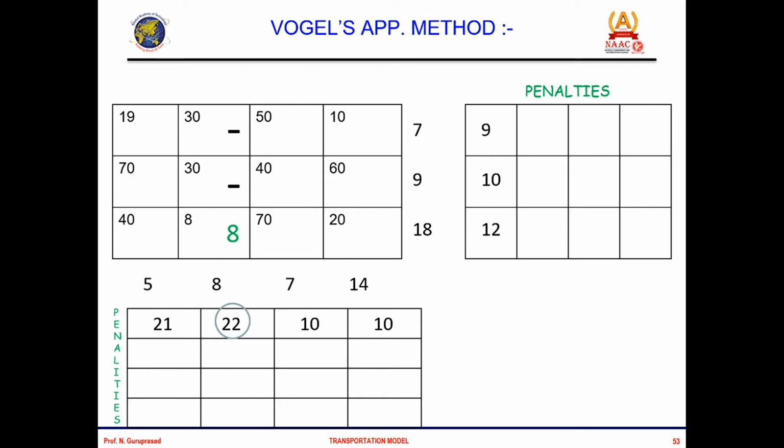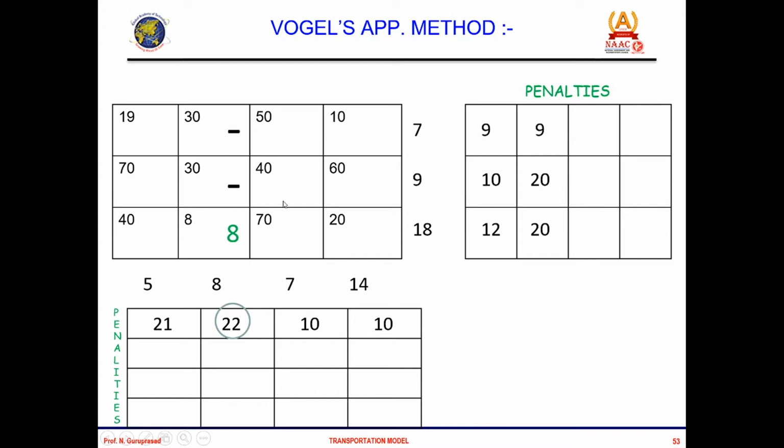Now, once you do the allocation, you have to proceed in a similar fashion. That means you have to again calculate the set of penalties. Now, in the second step, when I calculate the set of penalties, just have a look at it. There's no change in the penalty in the first row, but in the second row, I'm not going to consider this 30 anymore because this cell is already filled.